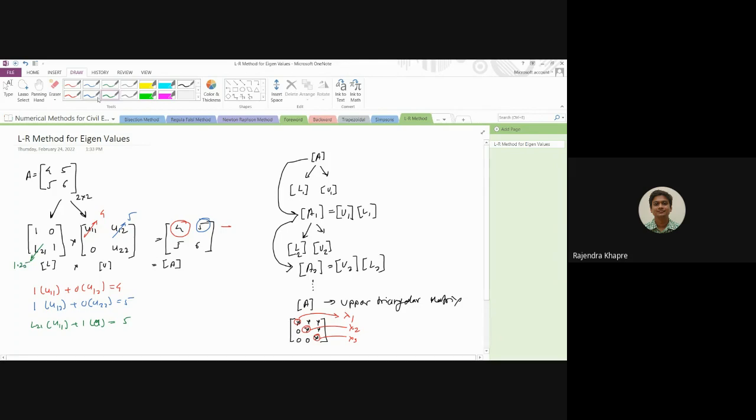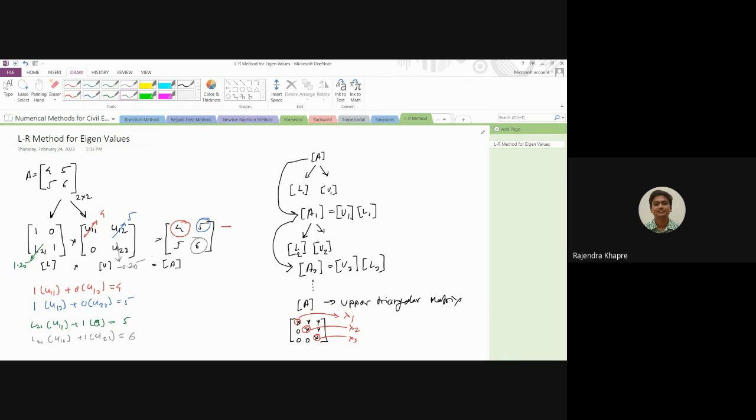Lastly, you can have the product of L21 multiplied by U12 plus 1 into U22. This should equal 6. I'm talking about this part, and this should give me the value of U22. How much is U22? Anyone? Minus 0.25, 1 by 4. So this is minus 0.25. So 2 by 2, quite simple.